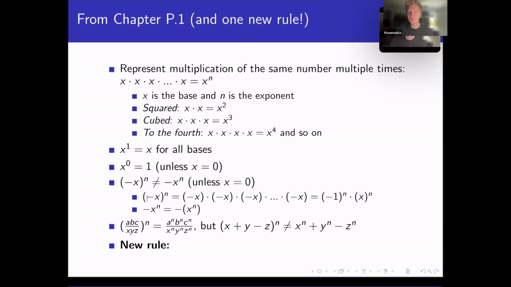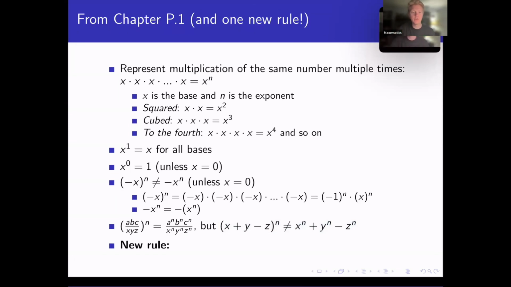Don't forget that if it's a negative number raised to the nth power, we're doing that negative number n times. But if the negative's on the outside, the only thing being raised to the n power is the x. So you do x to the n first, and then you make it negative at the end. And of course, we can only distribute exponents in the case where everything is multiplied or divided on the inside, like a times b times c over x times y times z. But in the case where things are added or subtracted, we are not allowed to distribute exponents in that way.